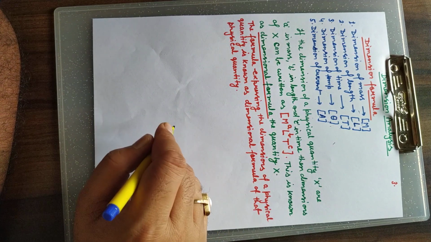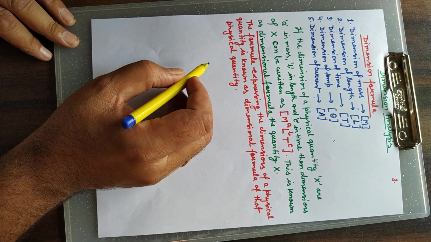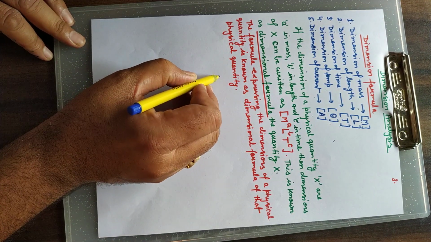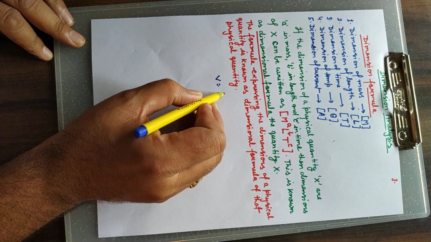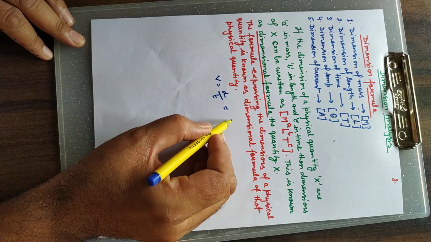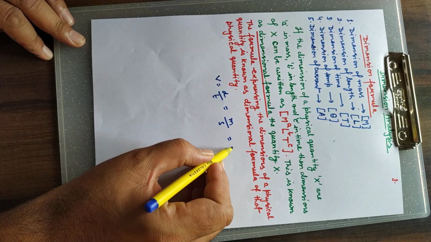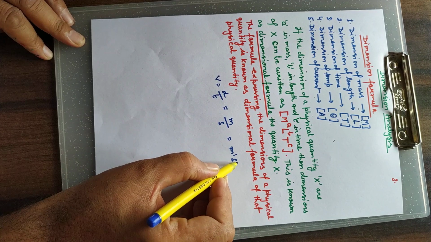Now you see in the example. Suppose the velocity, velocity equals distance, displacement, upon time. The unit of displacement is meter, the unit of time is second, and it is equal to meter to the power 1 and second to the power minus 1.